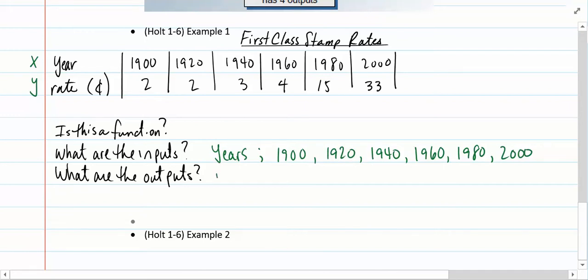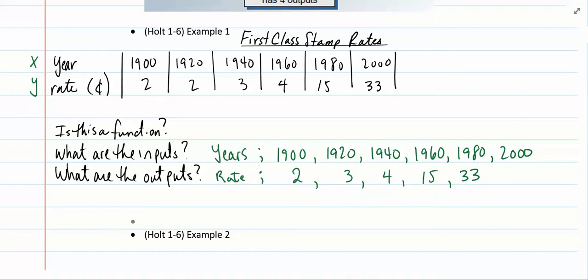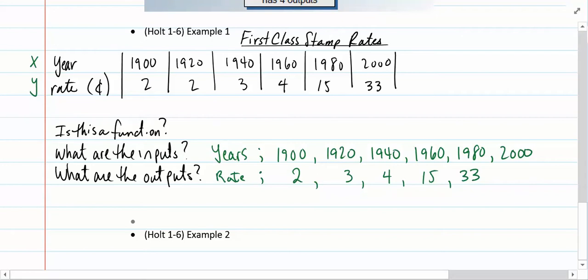That means that the output has to be our rate, and the rates that we were given were a 2-cent rate, and I'm not going to write it a second time. I'll just write it once. So the rate is 2, 3, 4, 15, and 33. And now that we have our inputs and outputs defined, we can answer the question, is this a function? And you should absolutely say that yes, this is a function.